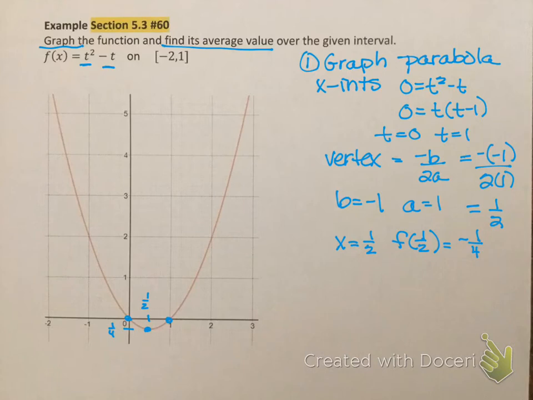Now I am asked to find the average value from negative 2 to 1. So in other words, we're looking at this area and this area. One other thing I want to do, I want to actually find that point right there. So I am going to plug in negative 2. And when I do that, I will get out 4 minus a negative 2, or a 6. So I'm probably not quite high enough up here yet.